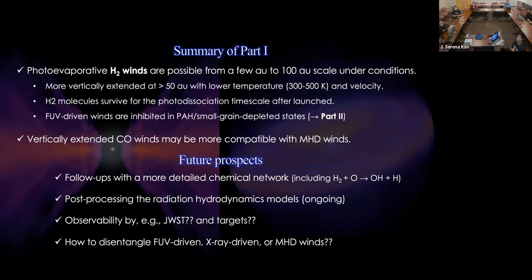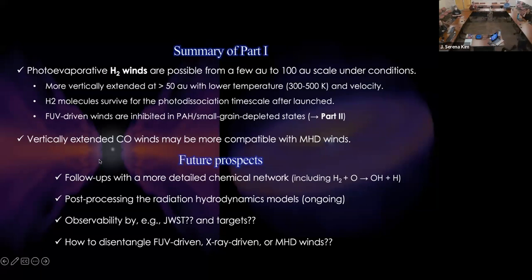Okay, this is a summary of part 1. I saw H2 photoevaporative winds in my self-consistent simulation thanks to the advection, which could be incorporated only in self-consistent modeling. And H2 flows have extended structure at radii beyond 50 AU with lower temperature and a slow velocity. The H2 molecules can survive for the photodissociation timescale after launch. One caveat is that FUV-driven winds are inhibited in small-grain-depleted disks. This result is related to part two of my work.